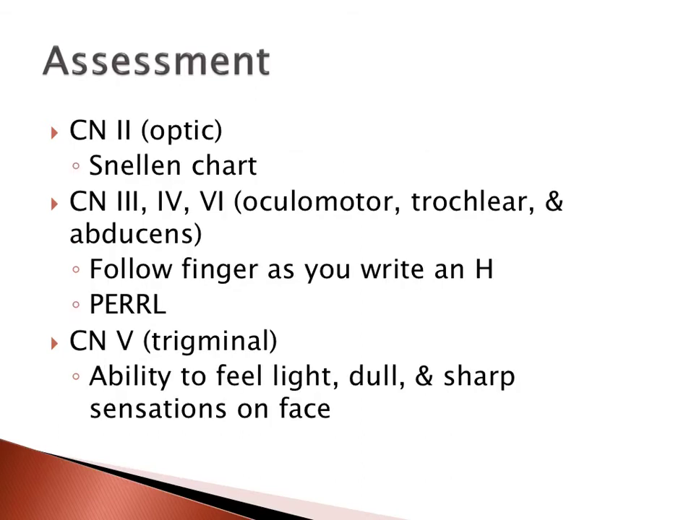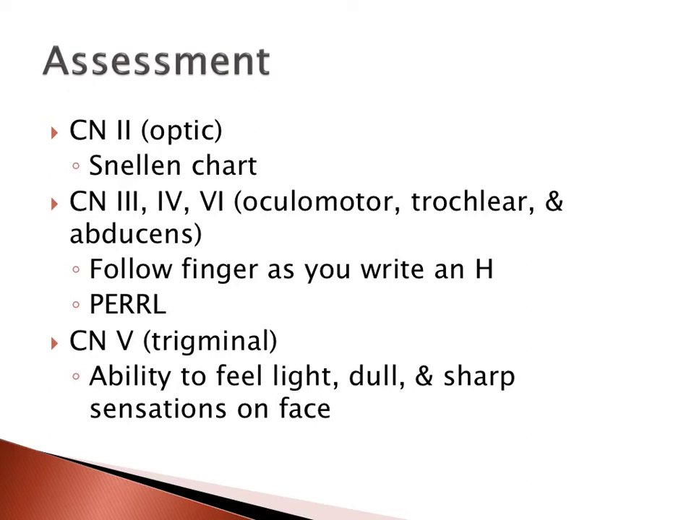Moving on down the cranial nerves, cranial nerve 2 is optic. You would use the Snellen chart to assess vision. Then I have grouped together cranial nerve 3, 4, and 6. This is your oculomotor, trochlear, and abducens. You essentially ask the patient to follow your finger, and you are essentially making an H. And you're also assessing your PERLA to make sure that they have reactions to the light.